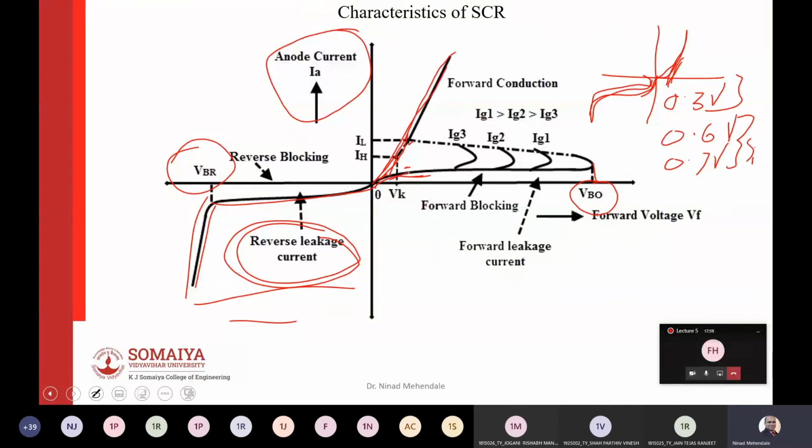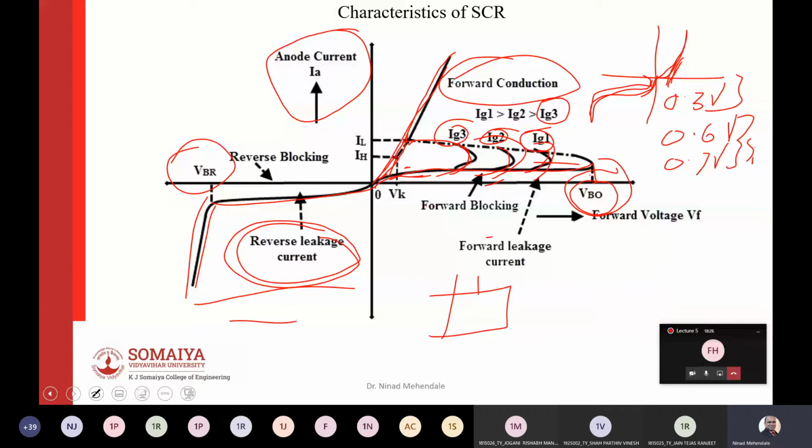But this device will not start conducting till you apply a gate pulse, like you have three gate pulses here. The higher the magnitude of the gate pulse, the faster is the triggering, and also if it reaches the VBO, it will start into the conduction mode. So basically you can imagine SCR is a switch. If you give a pulse at the gate it will turn on, otherwise it will remain off.